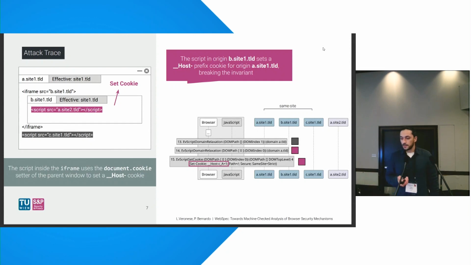And finally, the script inside the iframe uses the document.cookie setter of the parent window to set a host prefixed cookie. And at this point, we set a host prefix cookie across subdomains, which violates our invariant.